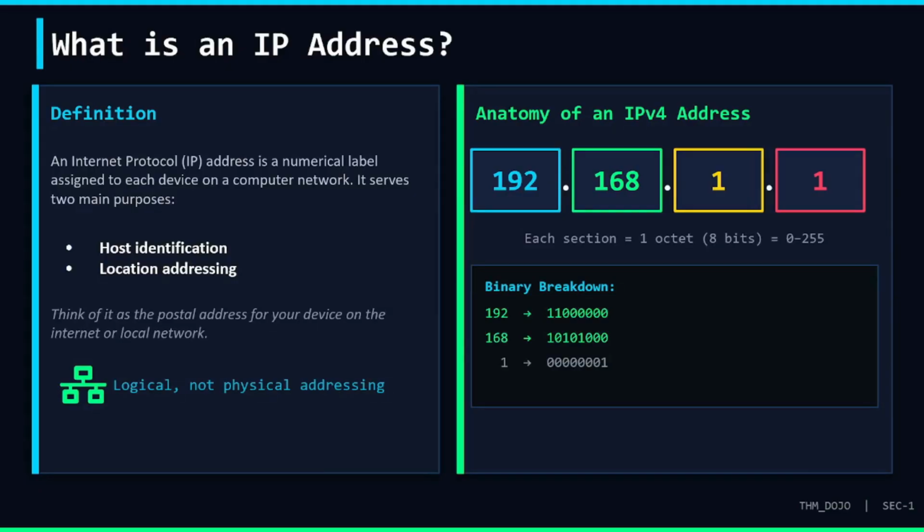So let us understand what an IP address is. A logical identifier assigned to a device, or we can say an Internet Protocol numerical label assigned to each device on a computer network, which serves two major purposes. First is host identification, and the second is location addressing. Think of it as a postal address for your device on the internet or a local network.